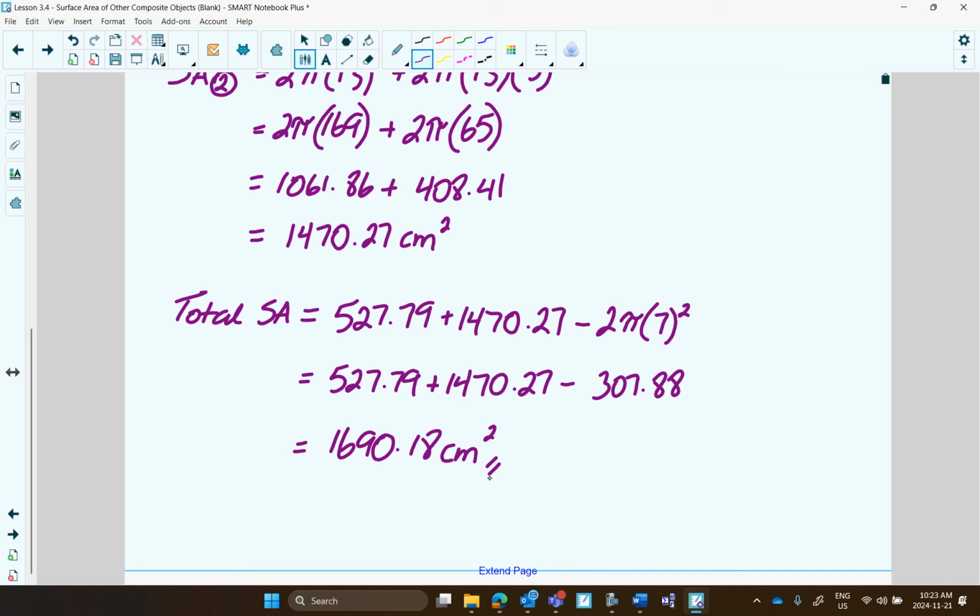I would suggest when you get ones like this, where you're combining like 2 rectangular prisms, or a cube and a cylinder, or a cylinder and a rectangular prism, or 2 cylinders, split them up, find the surface area of each, add it all together, and then subtract away what disappears. Okay.